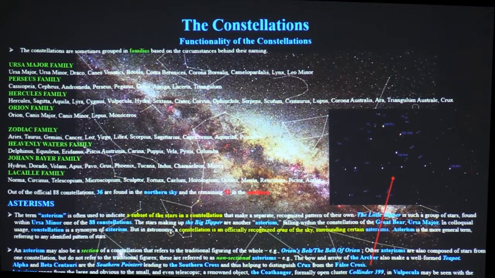The Zodiac family, which we already discussed. The Heavenly Waters family. Now I can understand a dolphin being there, and Eridanus, the celestial river, but Equuleus, the little horse, must be to do with the proximity. The Bayer family: Hydrus, Dorado, Volans, Apus, and so on, Chameleon, Musca, and Lacerta.